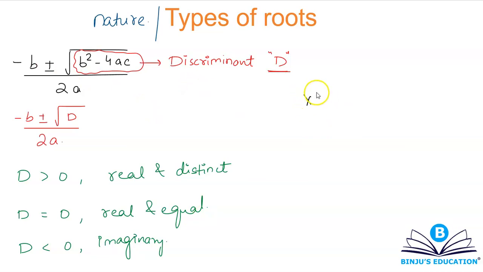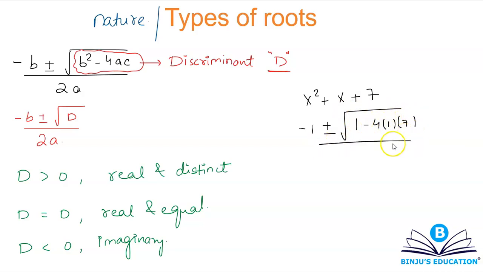Let's say I have this equation x square plus x plus 7. So it's going to be minus 1 plus minus under root of b square, which is 1, minus 4 into 1 into 7, divided by 2. That's minus 1 plus minus under root of 1 minus 28, which is minus 27, divided by 2.